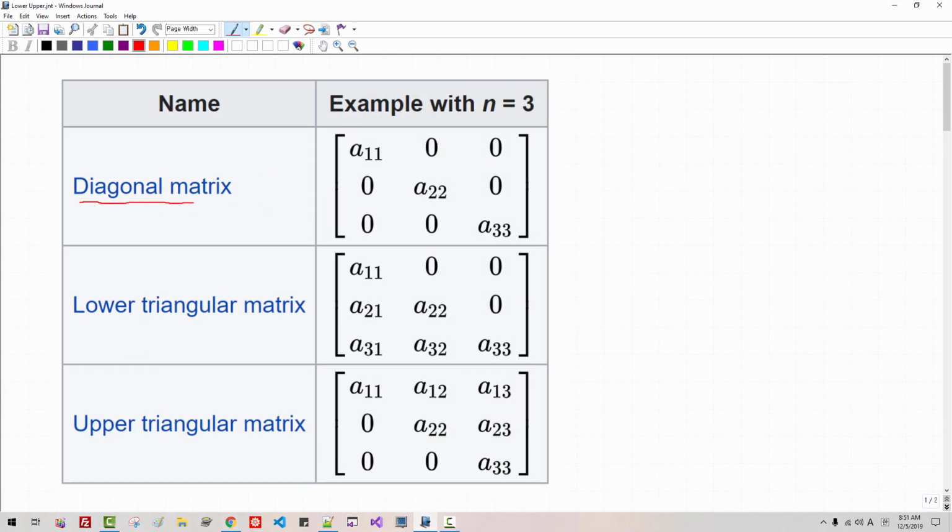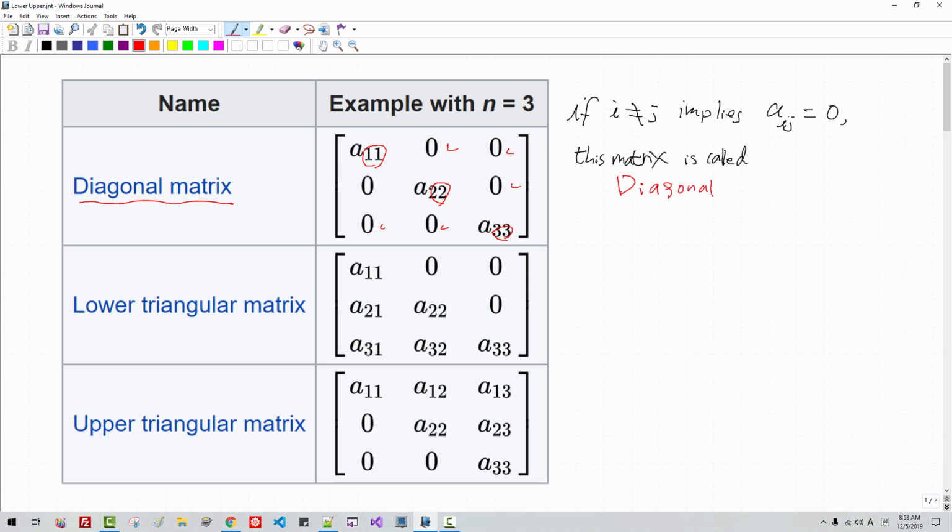So this is called the diagonal: A11, A22, A33. These are diagonal elements. Other than diagonal elements, all elements are 0, 0, 0, 0, 0. We can say if i is not equal to j implies aij is 0. This matrix is called a diagonal matrix.